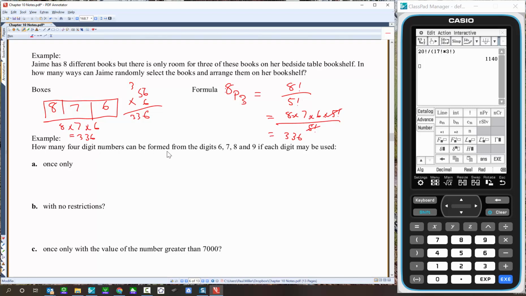How many 4-digit numbers can be formed from the digits 6, 7, 8, and 9 if each digit may be used once only? So that would be like, if you consider the tree diagram, 6, 7, 8, 9. If you chose the 6 first, it wouldn't be available. So it would be 7, 8, 9, etc. from there. So you can see here it's going to be 4, followed by 3, 2, 1. Okay, so let's just draw out our boxes.